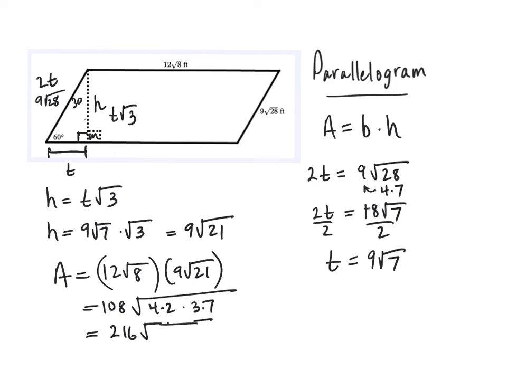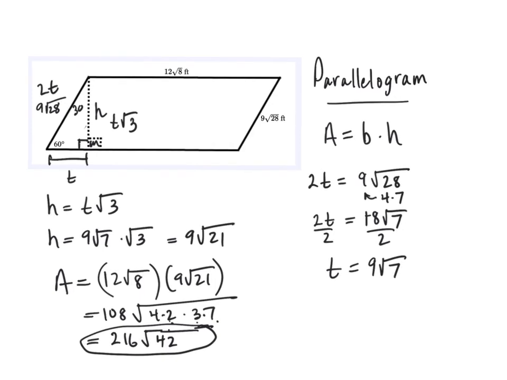And left underneath is a 2, a 3, and a 7. 2 times 3 is 6. 6 times 7 is 42. So our final answer is 216 root 42. And I almost forgot the label. Our label here is feet, so areas are measured in squares, it's feet squared.